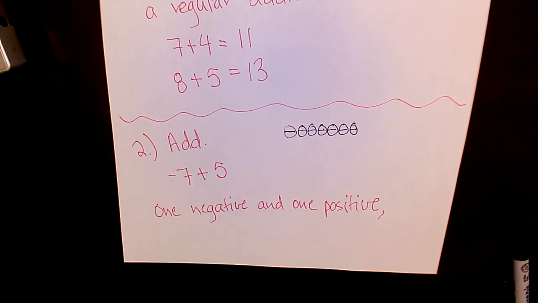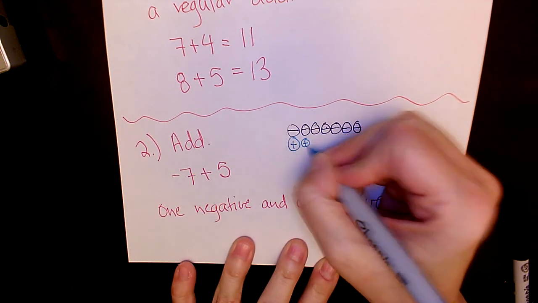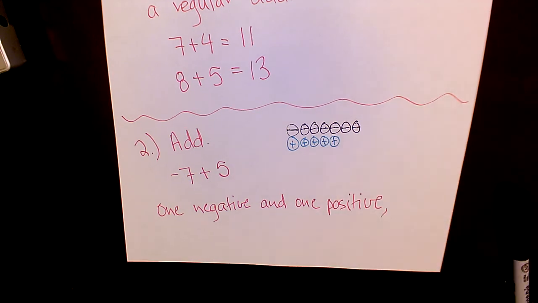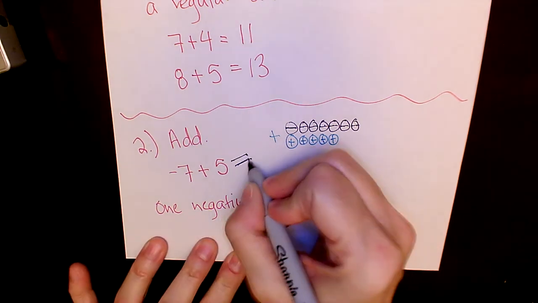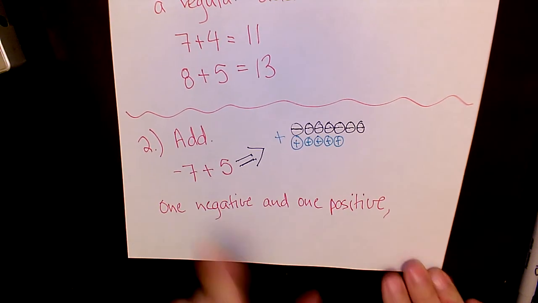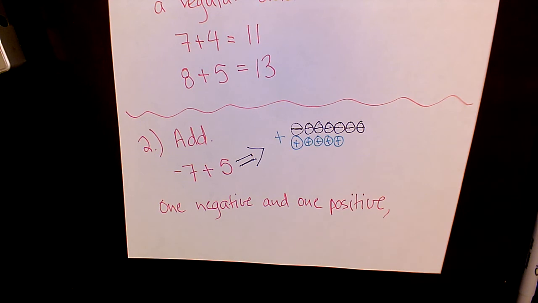Now you don't have to draw them out if you don't want to. There are other methods you can use. I'm just drawing these out because the book does. I've got 5 positives, so I'm going to put pluses on these blue chips. So this is a picture of this: 7 negatives and 5 positives.